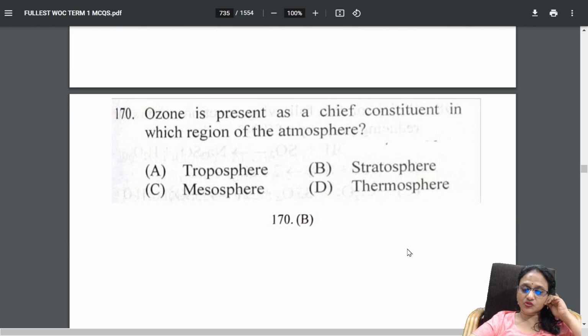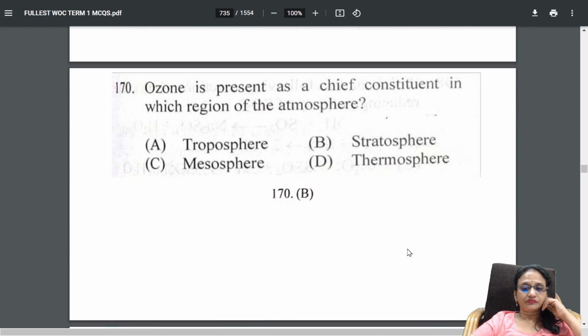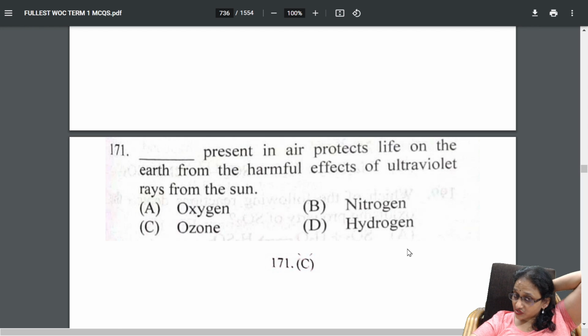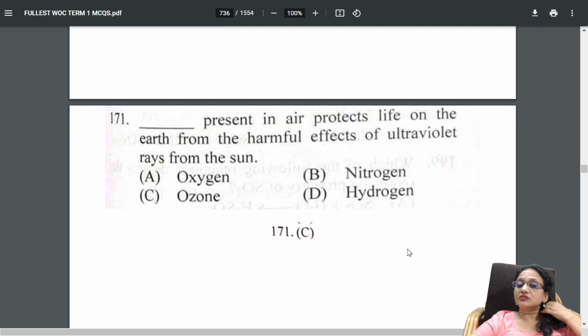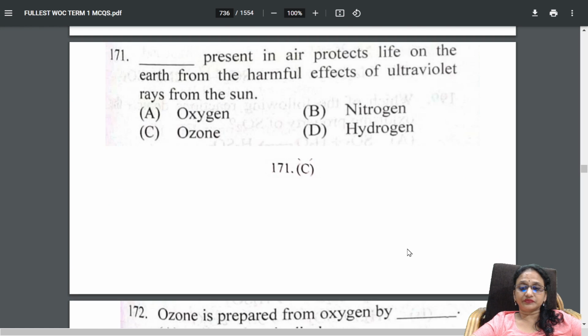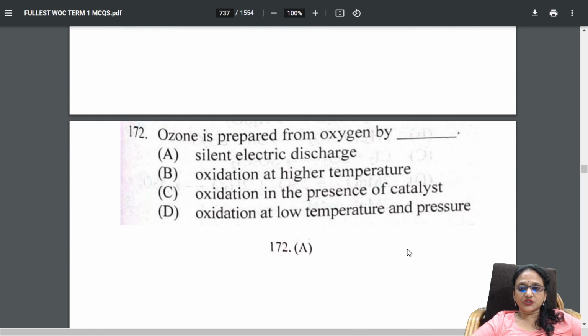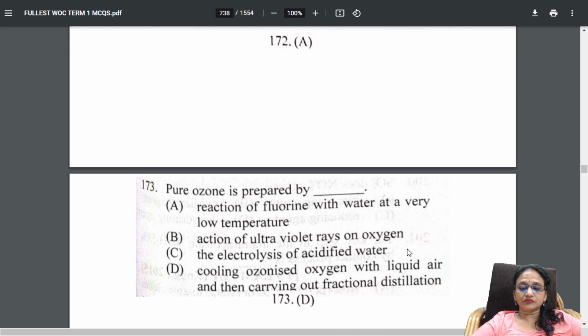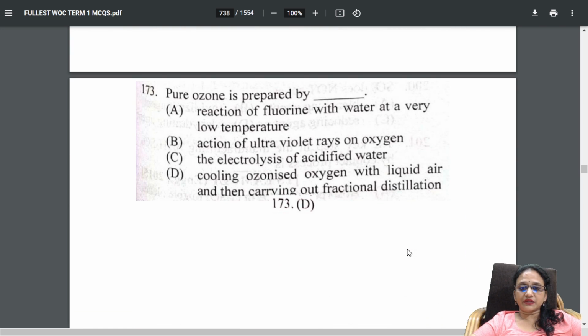reaction is given here. This is ozone reaction. Ultraviolet rays, basically, what is depleting our ozone layer? These are the questions of how you prepare ozone in the lab. Pure ozone, how are you preparing? Which process?